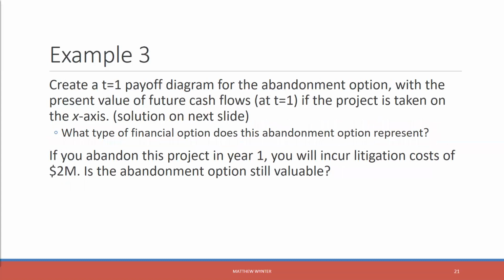After you've calculated it, create a T=1 payoff diagram for the abandonment option with the present value of future cash flows if the project is taken on the x-axis, and then the payoff from the option on the y. So first, let's look at that payoff diagram. And then a question I want you to answer for yourself is, if you have this option to abandon, but you face a litigation cost of $2 million, is this abandonment option still valuable? What state of the world will this still be valuable?